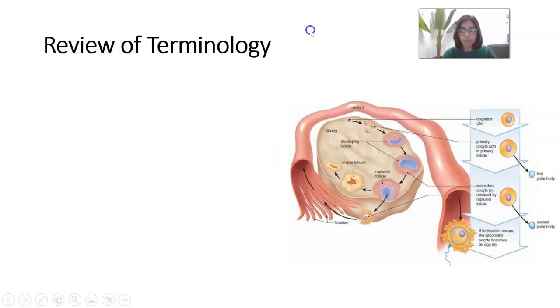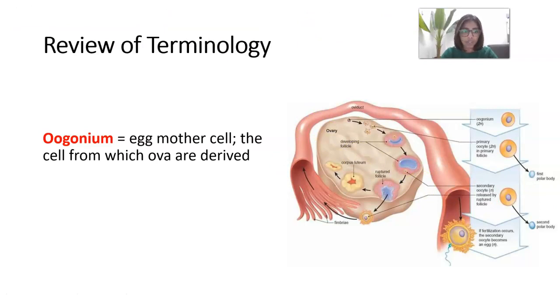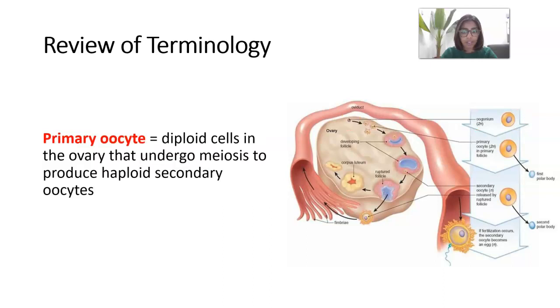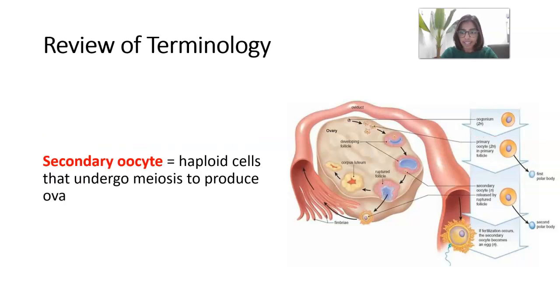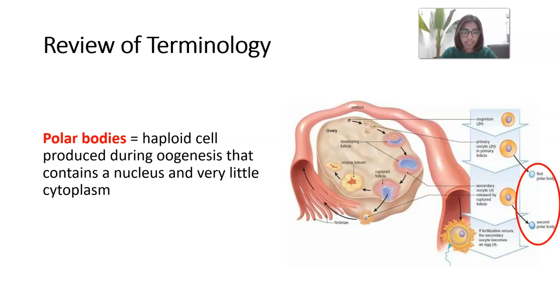So before we move on anymore, we're just going to review some terminology. First of all, the oogonium are the gamete mother cells found here. The primary oocyte is a diploid cell, and it's found within the ovary, about to undergo meiosis to produce haploid secondary oocytes. The secondary oocyte again is a haploid cell that undergoes meiosis to produce ova. And finally, the polar bodies are also haploid cells produced during oogenesis, but they contain very little cytoplasm, but half that nuclear material.